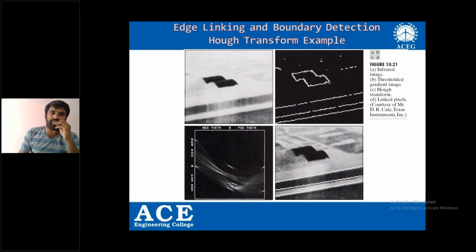This is a result taken from Gonzalez's textbook, a real-time example taken here. First, the infrared image, and after applying the gradient, this is the edge detected image. And if I apply the Hough transform, this is the Hough transform result, and here the linked pixels. So these are all linked pixels here, and there is no other pixel which is linked to the edge of this particular image.